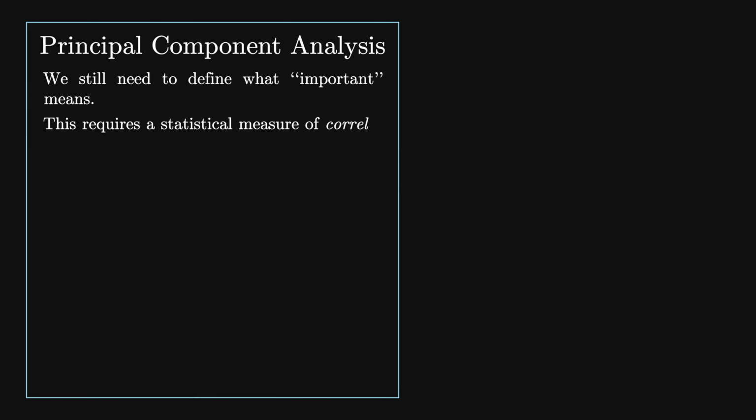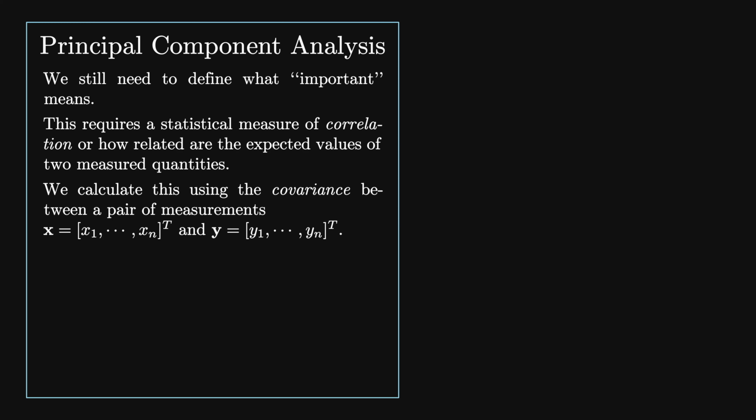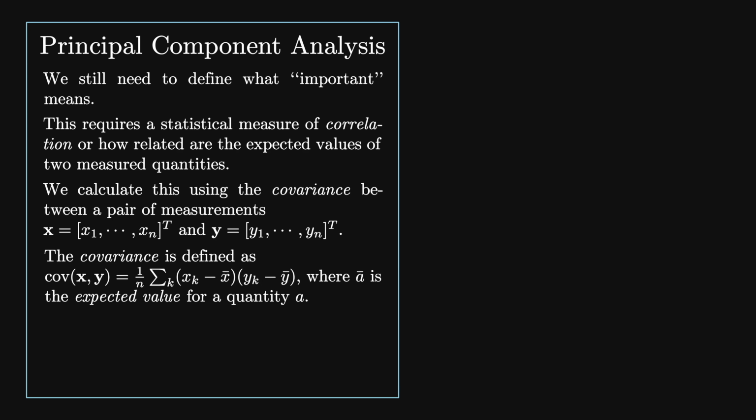This requires some sort of statistical measure. Here we're looking at correlation, or how related are the expected values of 2 measured quantities. We calculate this using the covariance between a pair of measurements, x equals x1 through xn, and y equals y1 through yn. The covariance is defined as 1 over n times the sum on k of xk minus the expected value of x times yk minus the expected value of y.